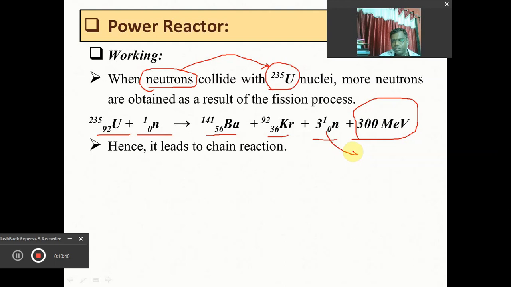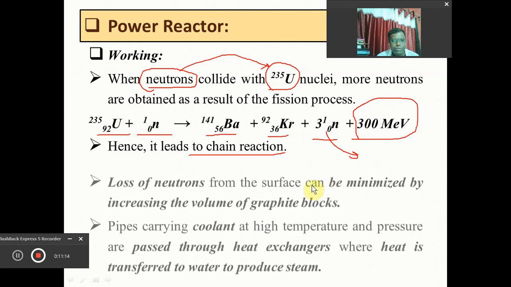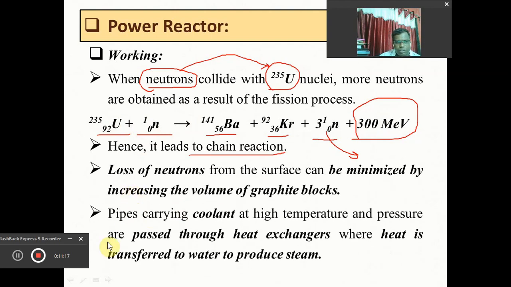And again, these neutrons are slowed down by the moderator, and these will be responsible for the fission of other nuclei, and that's why these neutrons are responsible for the chain reaction. So it is a continuous process. Unless and until the neutrons are there, the same process will be repeated again and again. During this fission of uranium-235 in the presence of this neutron, there is a liberation of a large amount of energy, 300 million electron volts.